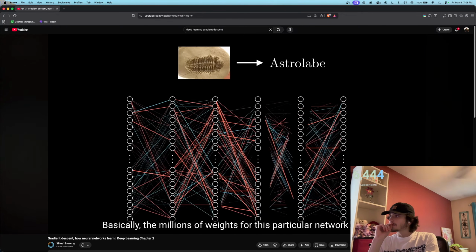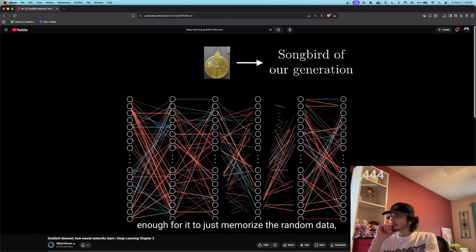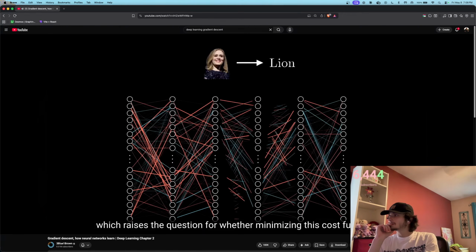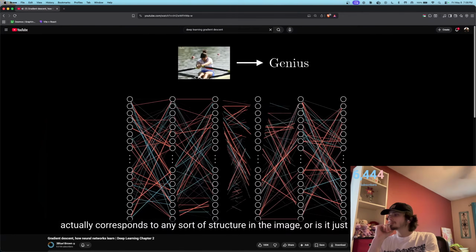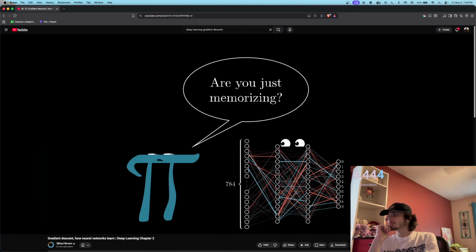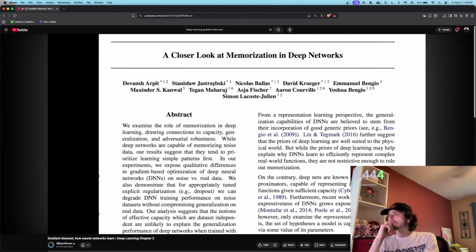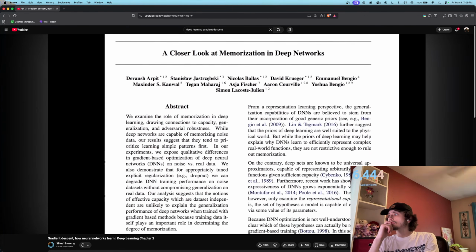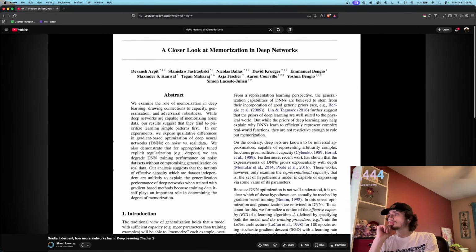Yeah. Basically, the millions of weights for this particular network were enough for it to just memorize the random data, which kind of raises the question for whether minimizing this cost function actually corresponds to any sort of structure in the image, or is it just memorization? Memorize the entire data set of what the correct classification is. And so half a year later at ICML this year, there was not exactly a rebuttal paper that addressed some aspects of, like, hey, actually these networks are doing something a little bit smarter than that.